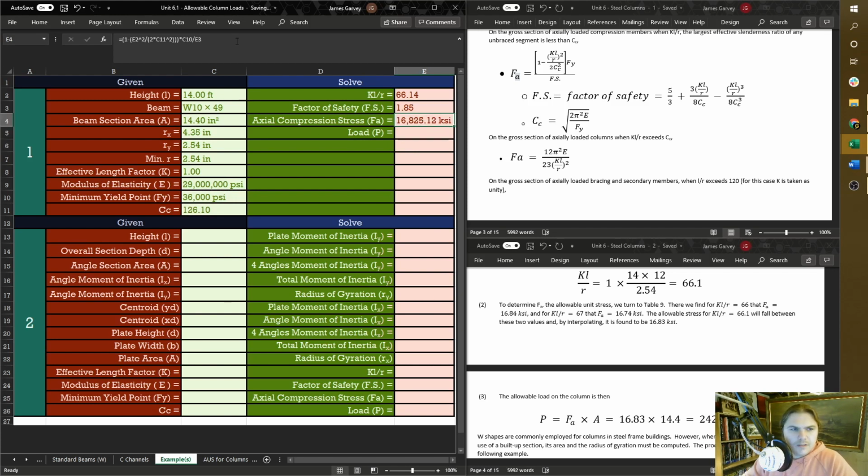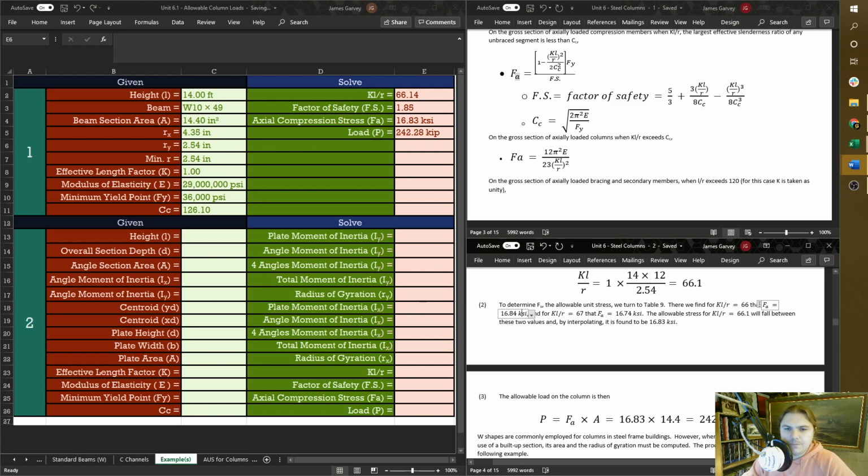That came out in pounds per square inch. We need that in ksi, so let's divide that by 1,000. And yep, it's pretty close. Just a little different, probably because of some rounding. And then to solve for our maximum load, or our allowable load, we're going to take our stress here times our area. And that came out pretty dang close to what they had in the example.